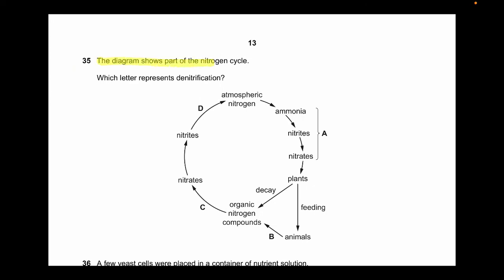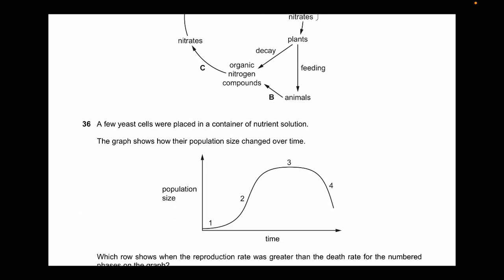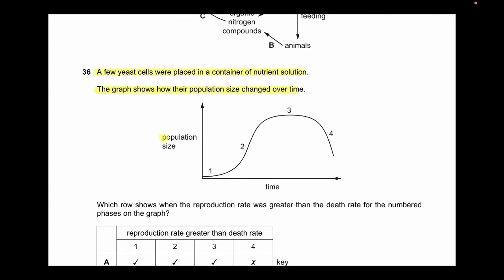35. The diagram shows part of the nitrogen cycle. Which letter represents denitrification? Well, we know when nitrates are converted into atmospheric nitrogen, it is called denitrification. So option D. A few yeast cells were placed in a container of nutrient solution. The graph shows how this population size changed over time. Population size, time. Which row shows when the reproduction rate was greater than the death rate for the numbered phases on the graph?